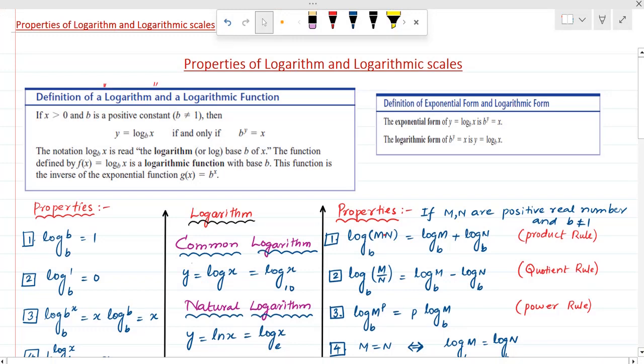In this video, we are going to discuss the properties of the logarithm and the logarithmic scale. So, how will you evaluate the logarithmic function when using the properties? Before we start, we have to know the definition of the logarithm.